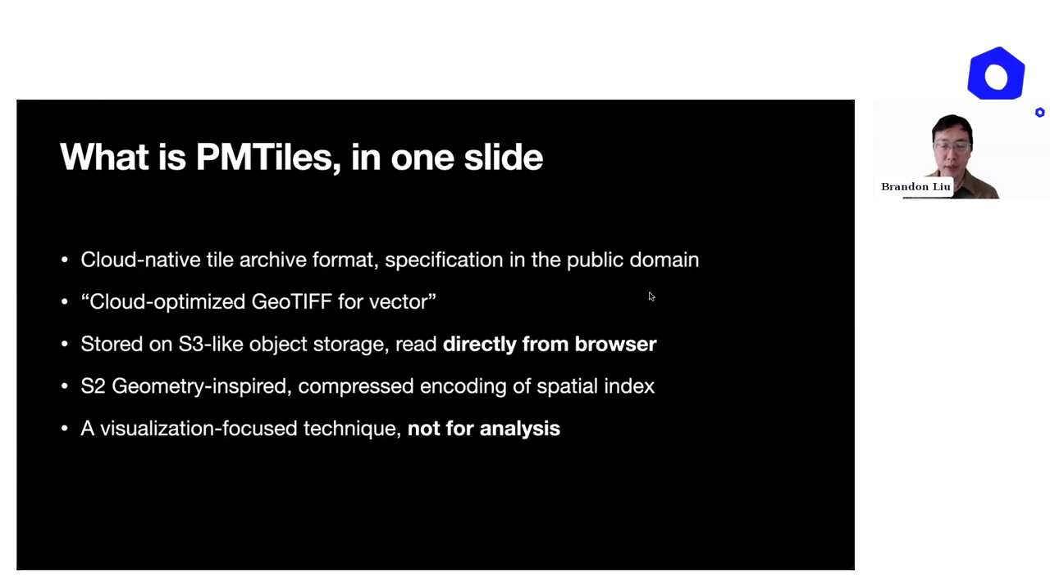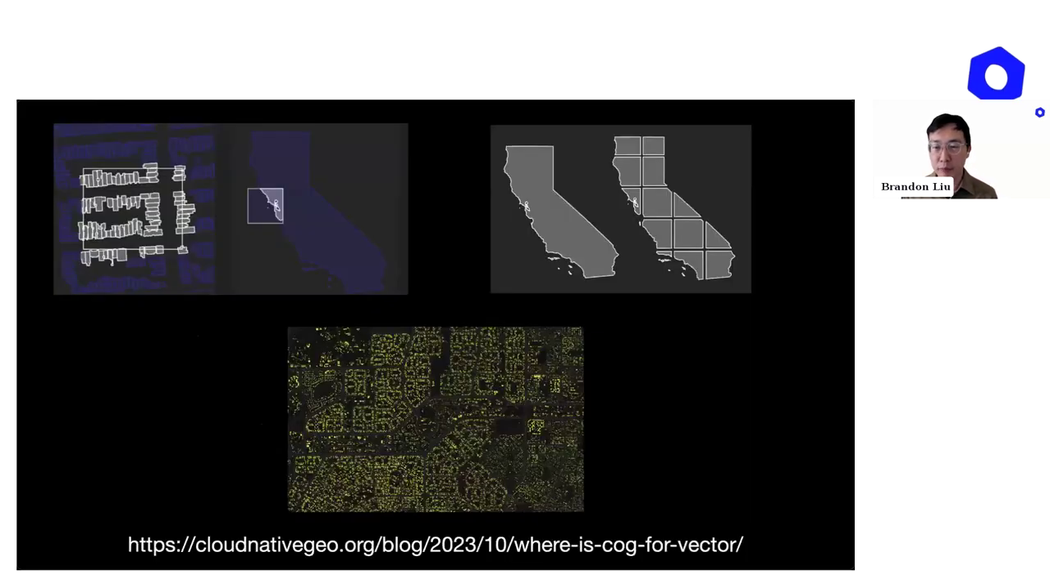It uses a compressed encoding of the spatial index. And tiles in general, like PMTiles, are focused on visualization and are not really appropriate for doing analysis, like doing statistics or doing counts of features. So to give you an idea, I wrote a blog post last year about PMTiles on the CNG blog that explains more about why you might want to use tiles and when you might want to use something like GeoParquet.